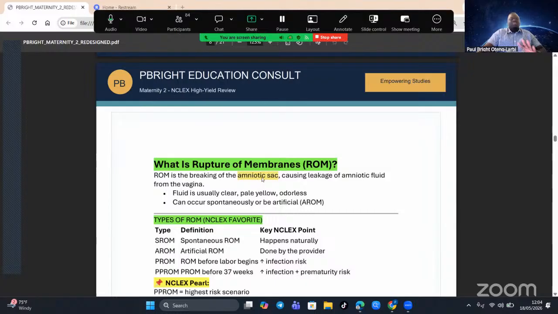So these are all rupture of membranes. This is the breakdown of the amniotic sac causing leakage of fluid. It is best when it ruptures and the uterus too is contracting. Amniotic fluid is usually clear, pale yellow, or odorless. It can be ruptured spontaneously or artificially, be punctured. So these are the spontaneous that occurred on its own, or this one, you did it.